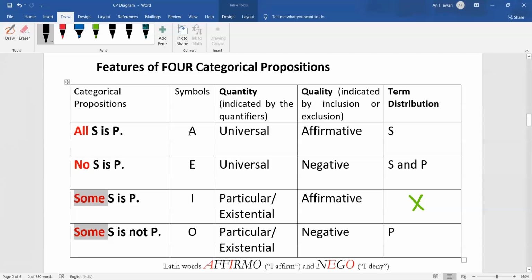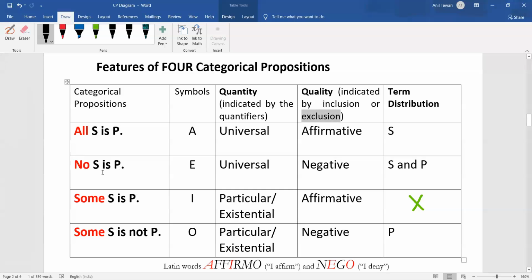And we have also seen that A and I are affirmative propositions because they are talking about the inclusion of the members of the subject class into the predicate class. The proposition A talks about the inclusion of all the members of the subject class into the members of the predicate class, and the proposition I talks about the inclusion of only some members of the subject class into the members of the predicate class. So these two are affirmative propositions because they talk about inclusion. Similarly, E and O propositions are called negative propositions because they talk about the exclusion of the members of the subject class from the members of the predicate class.